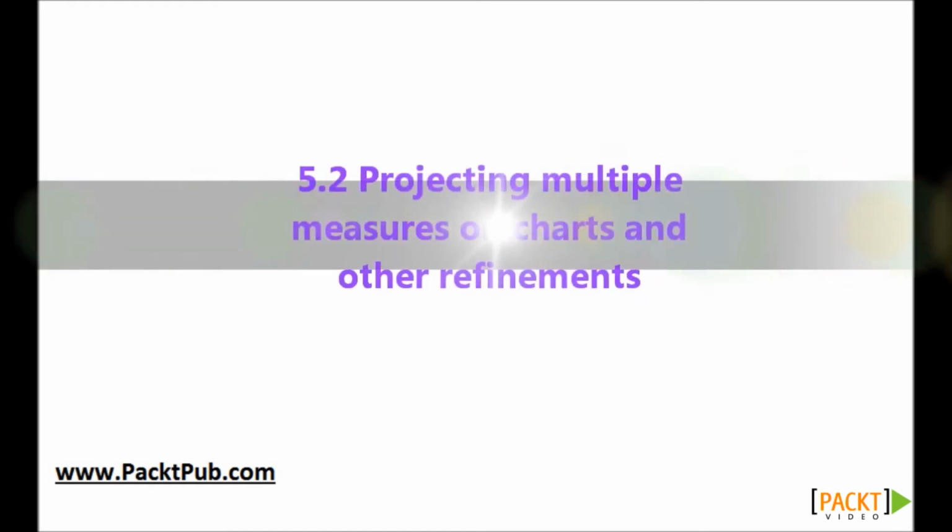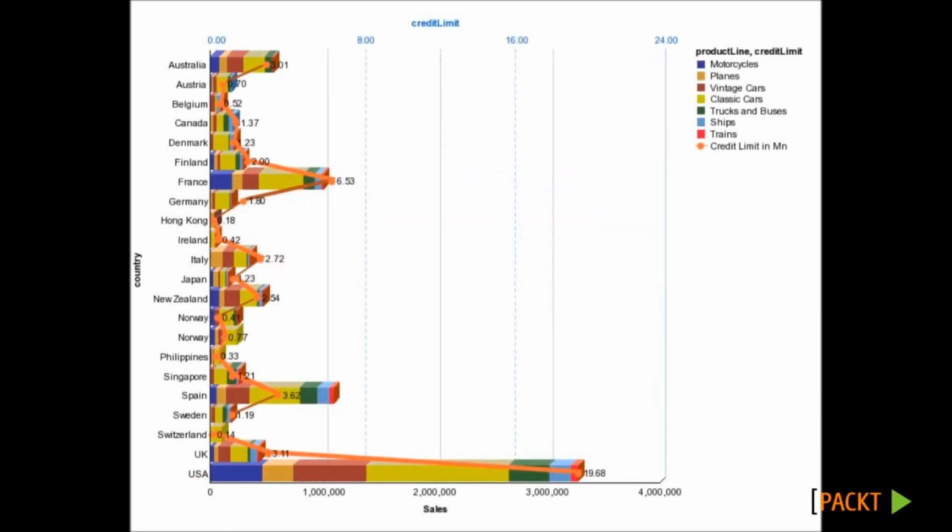Section 5.2 Projecting multiple measures on the chart and other refinements. Cognos allows you to project multiple measures or data on the same chart using different presentations. For example, we can project one series as column chart and another as line chart, as you can see on the screen. This type of chart is called combinational chart. Let us see how to achieve that. And we will also see how to change data format and legend title of any series.